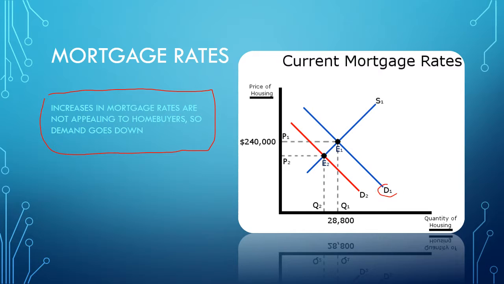We have our original demand line and our original equilibrium. Once we put in the mortgage rates to play, home buyers are not going to be attracted to that. So the demand curve is going to shift to the left, which gives us a new quantity, a new price, and thus a new equilibrium.